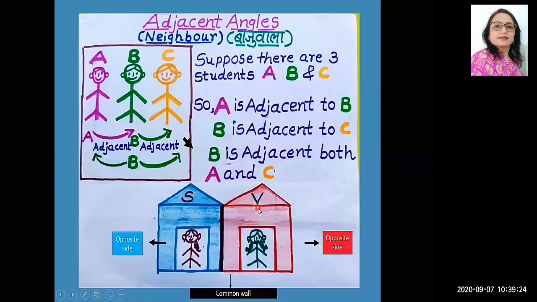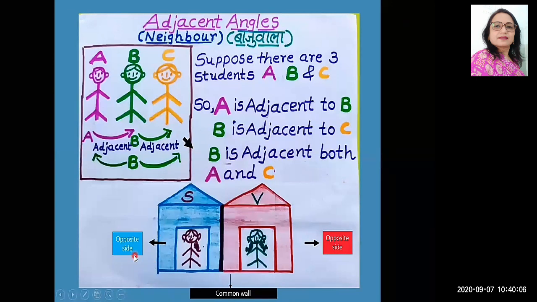S and V are neighbors. Though their houses are separate, they have a common wall in between their two houses. Okay, you have to remember this common wall. Their houses are different. The interior parts of their houses are different. Their furniture, TV, fridge, everything is different. But the common wall is the same. Okay? There is one common wall. You cannot jump over this common wall, that is overlap, to go into each other's house.